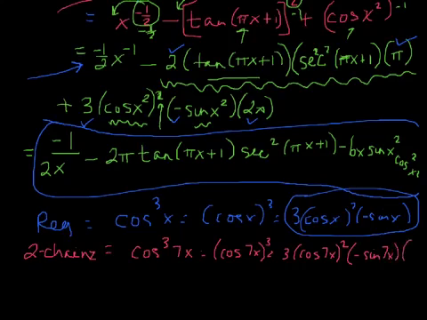Now, because your angle is something other than x, because you have a 7x, the derivative is 7. And you would end up with 3 times negative times 7. Actually, I would bring this negative forward, by the way, on that one. Negative 21 sine of 7x times cosine squared of 7x.